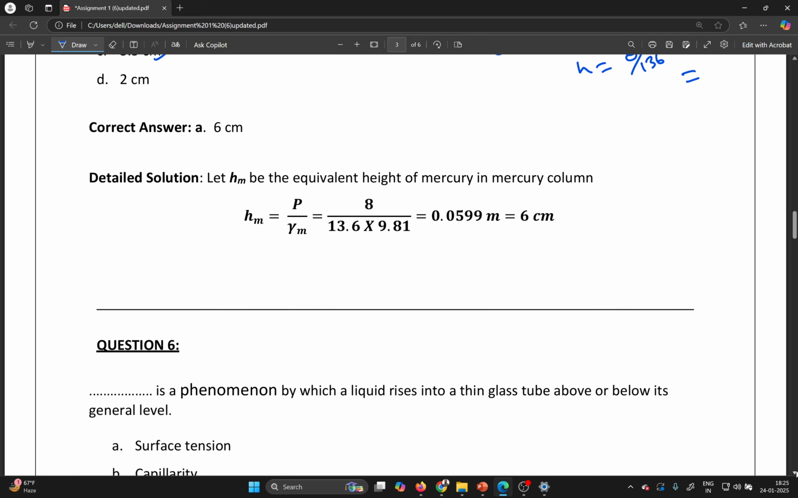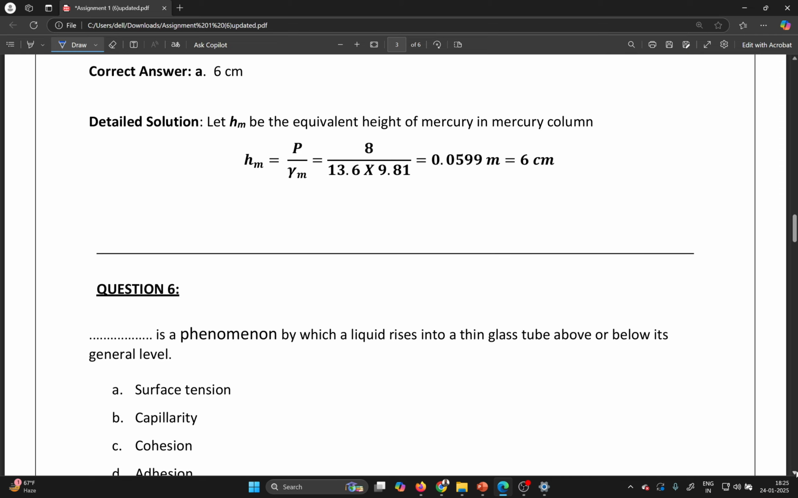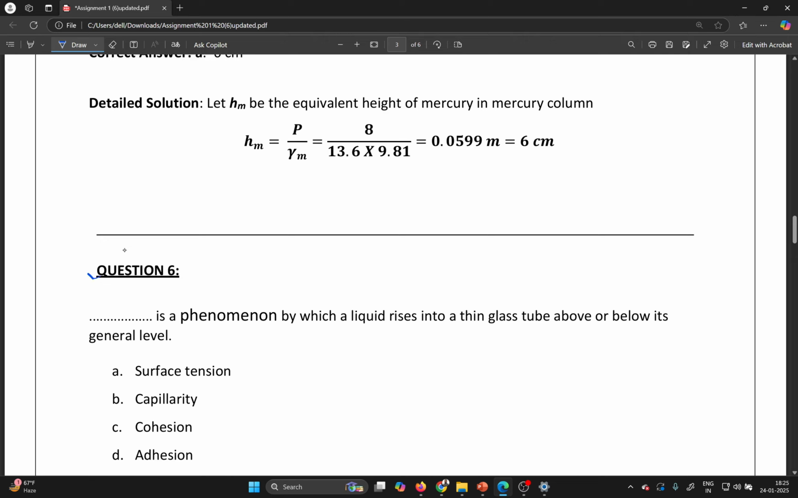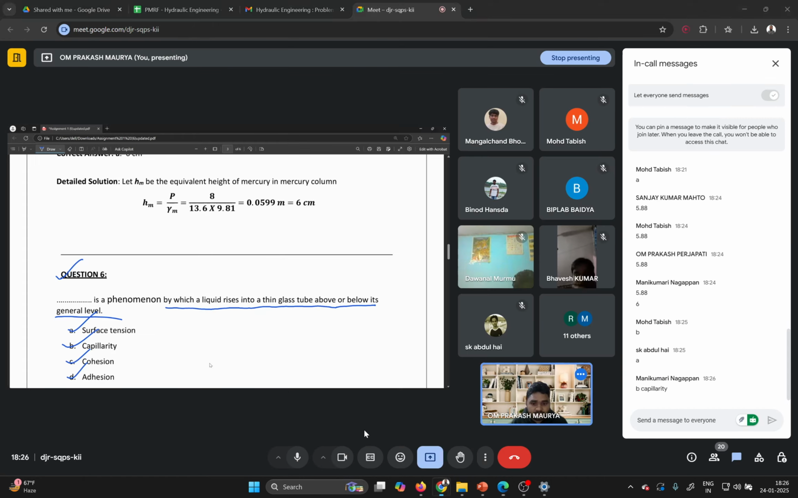Next question. Question number 6: which phenomenon by which a liquid rises into a thin glass tube above or below its general level? Is it surface tension, capillarity, cohesion, or adhesion? In this phenomenon, the surface of water will rise and fall in the thin glass tube. So this phenomenon is known by a particular term. Please everyone try to give your answer.